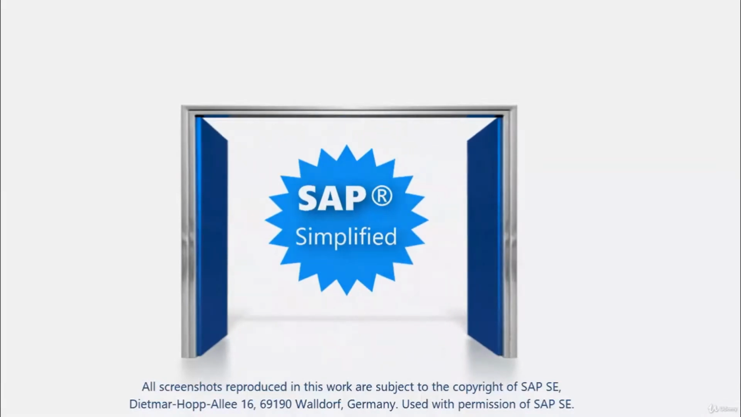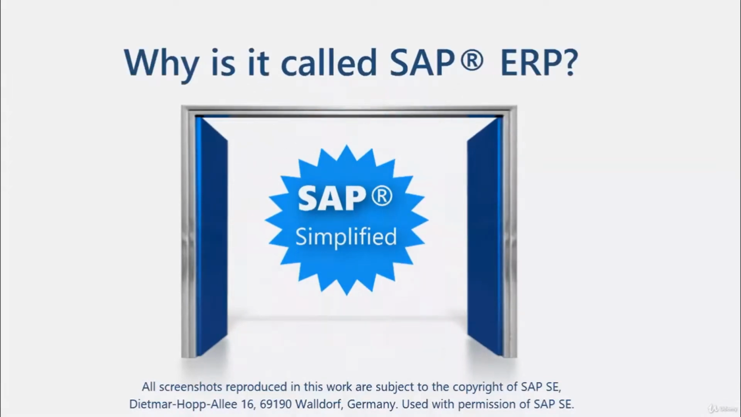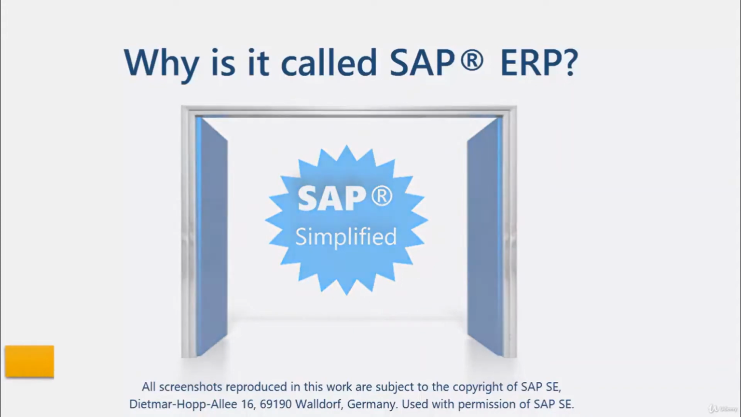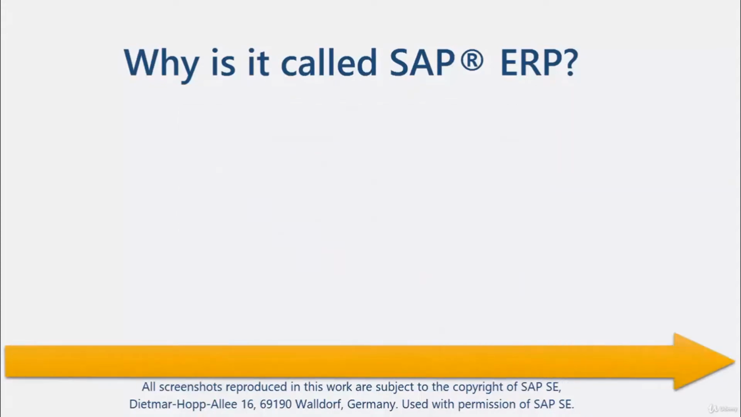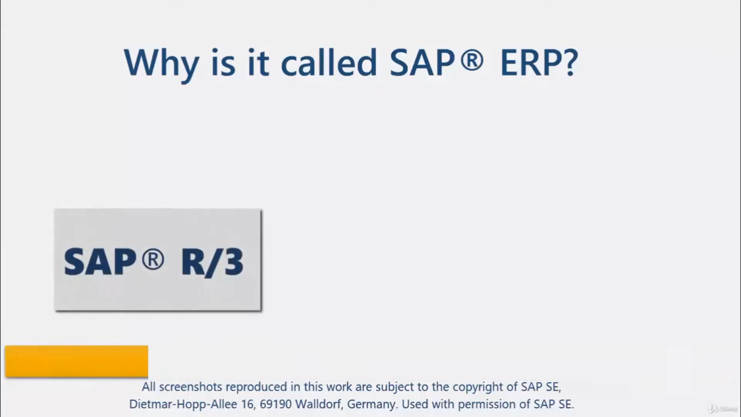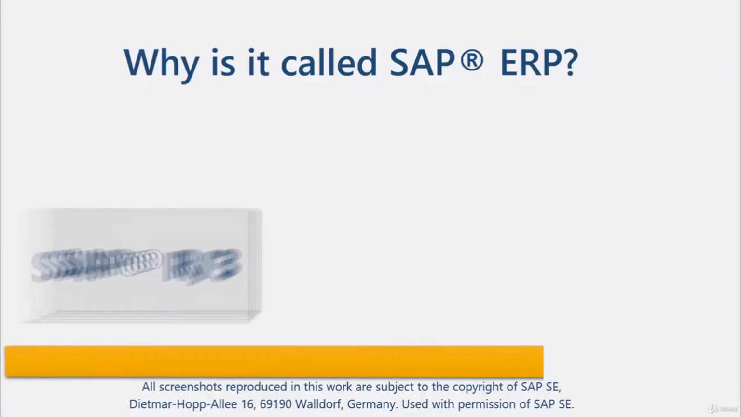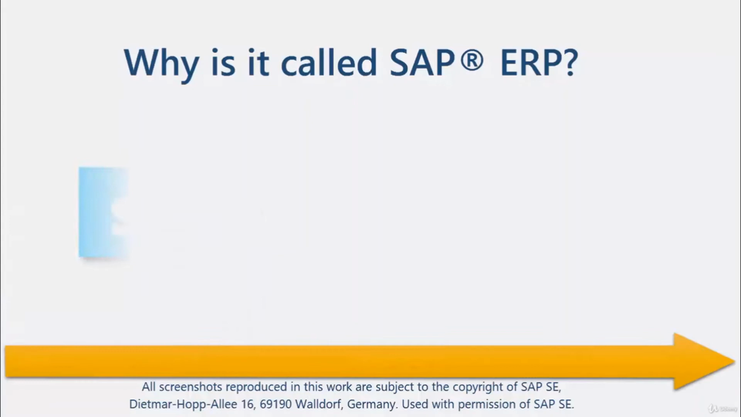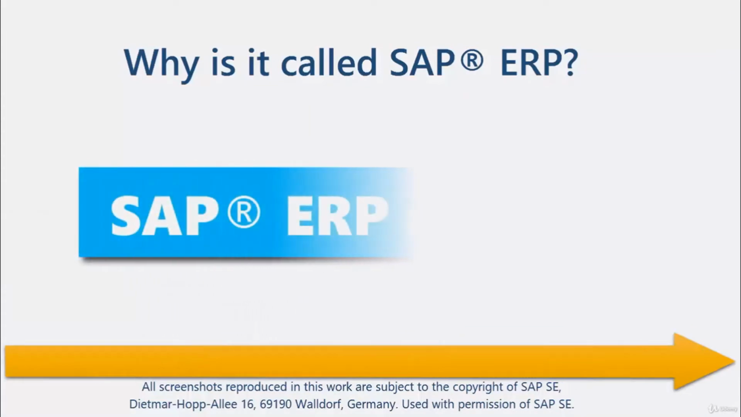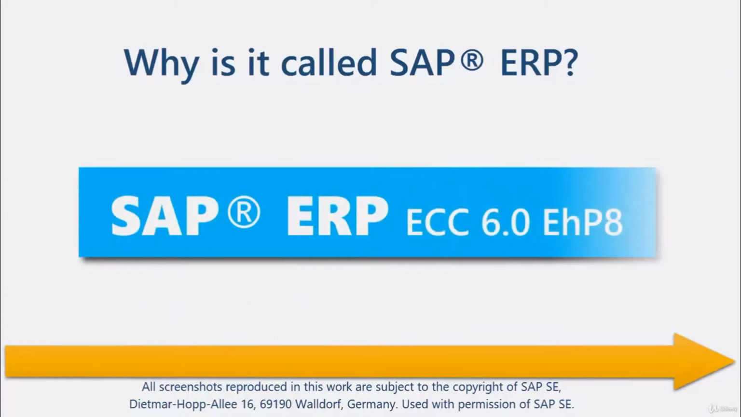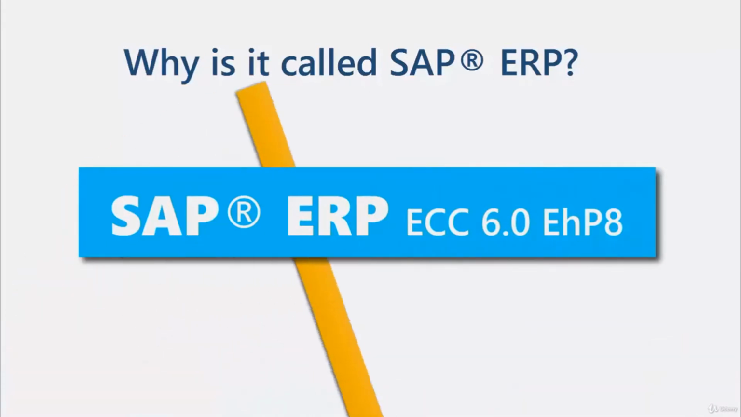Hello! Why is it called SAP ERP? For quite a long time, the name of SAP's flagship product was SAP R/3. Over the years, the name changed, and today it's called SAP ERP ECC 6.0 EHP8. If you want to decode these acronyms, then this lecture will enlighten you.